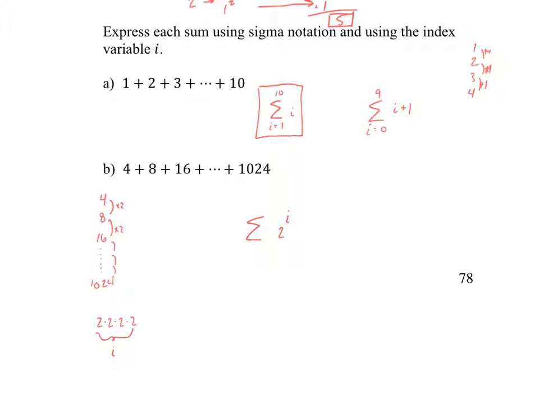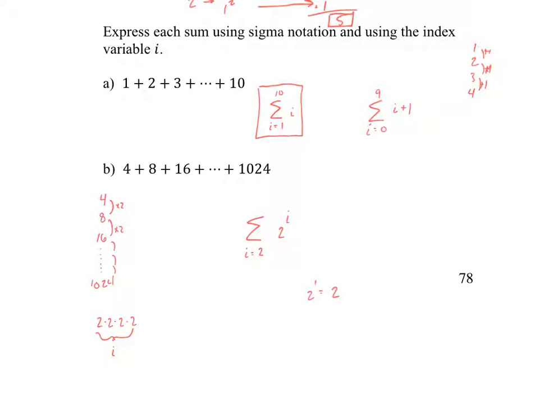But remember, I can't use a 1 to begin this. If I start here at 1, what will happen? Well, 2 to the first power equals 2. Notice, that is not our first term. So I can't begin at 1. I have to begin at whatever number is going to give me my first term. So I'm going to start this summation at 2.